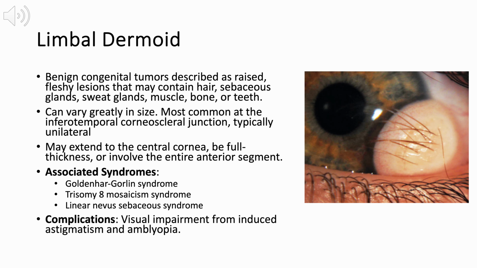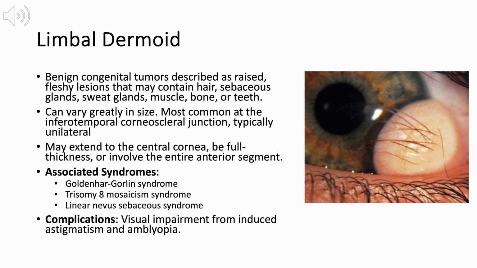Limbal dermoids are benign congenital tumors that present as raised fleshy lesions, which may contain a variety of tissues such as hair, sebaceous glands, sweat glands, muscle, bone, or even teeth. They can vary widely in size but are most frequently found at the inferotemporal corneoscleral junction and are typically unilateral. In some cases, these lesions may extend toward the central cornea, be full thickness, or involve the entire anterior segment. They are often associated with syndromes such as Goldenhar-Gorlin syndrome, trisomy 8 mosaicism syndrome, and linear nevus sebaceous syndrome.